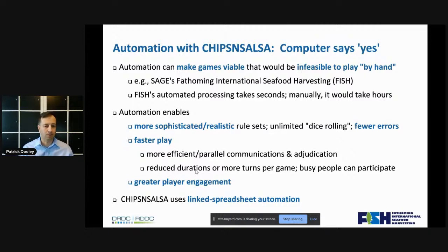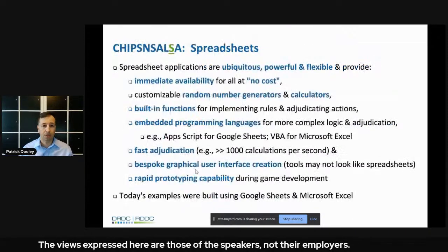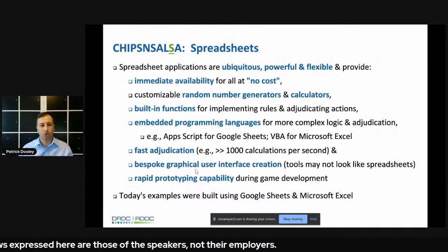And all of this leads to faster play and thereby greater player engagement in the game. So the way that Chips and Salsa does this, it achieves this automation using linked spreadsheets. So spreadsheets first. Why would one want to use a spreadsheet?